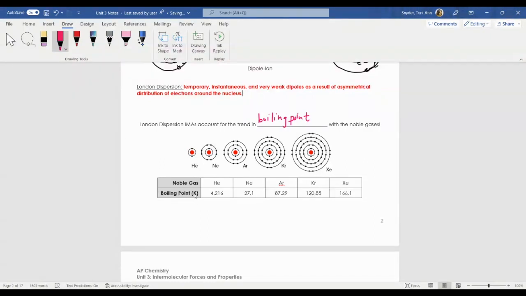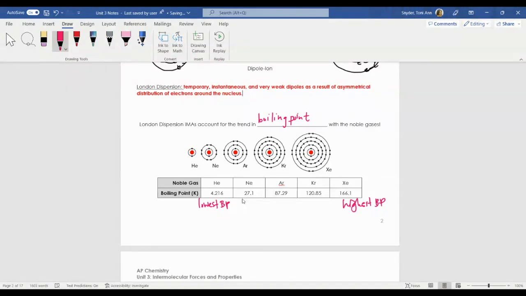You'll see in this table down here, I also listed their boiling point in Kelvin. Helium has a boiling point of about 4.2 Kelvin. Neon is 27 Kelvin. Argon is 87 Kelvin. Notice it's increasing, 121 Kelvin, and then 166 Kelvin. Xenon has the highest boiling point, whereas helium has the lowest boiling point.